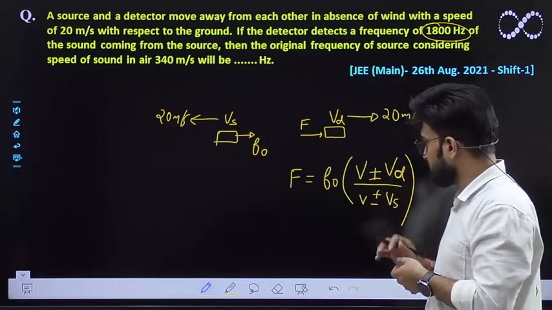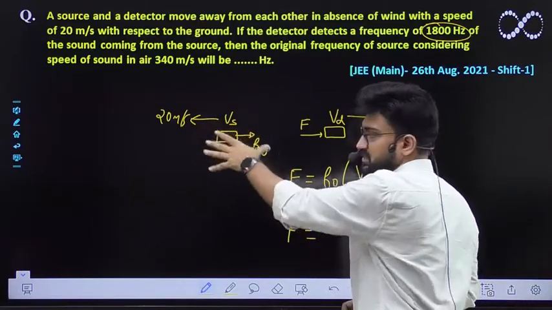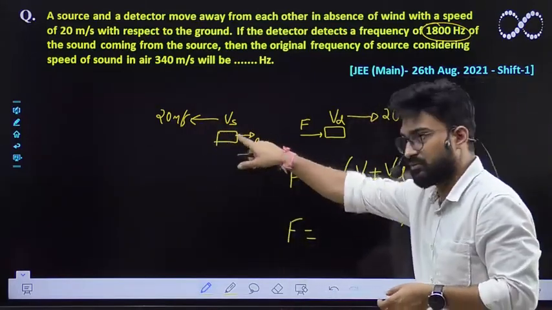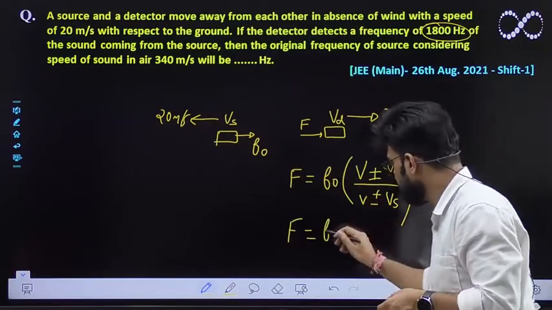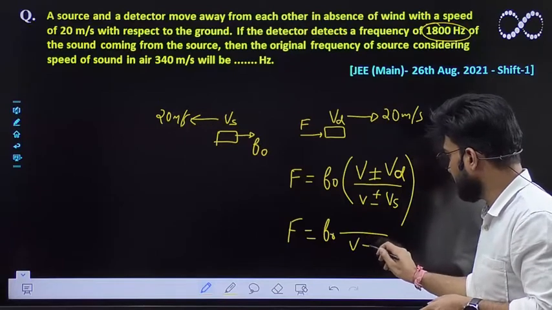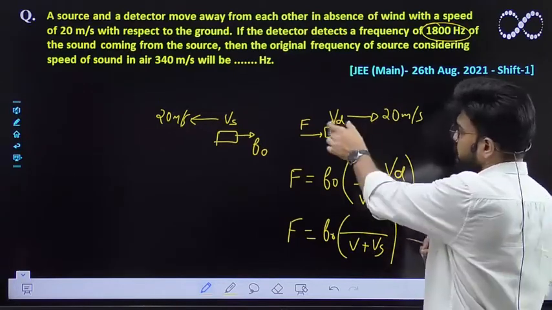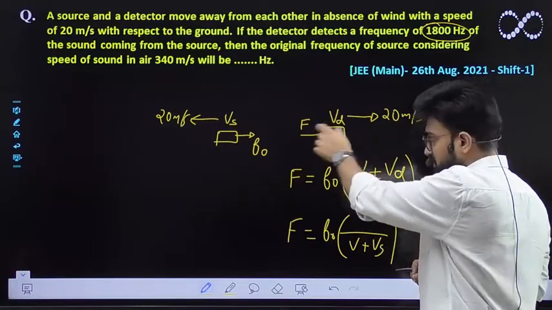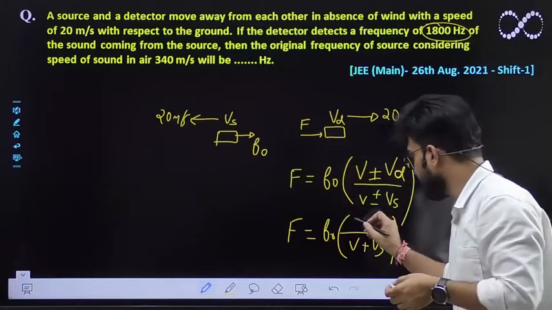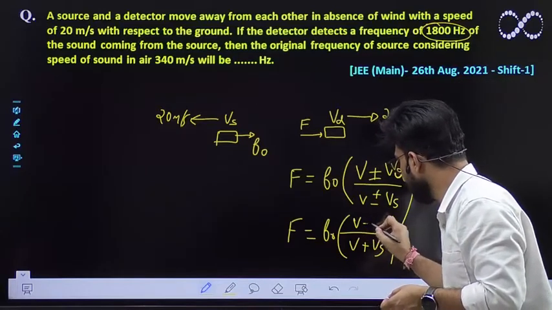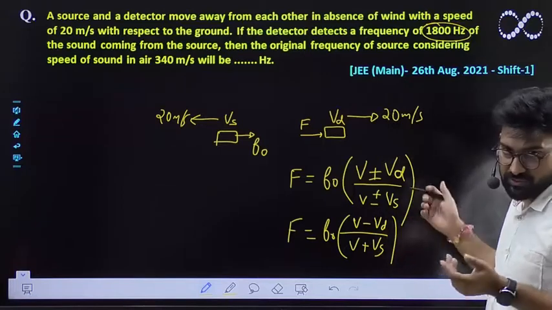In this expression we will put the values. If they are moving away from each other, because the source is at the denominator, not at the numerator, it would be f0 over (v plus velocity of source). What about the detector? The detector is also moving in this direction, and the sound is also coming in this direction only, so the relative speed between them must be equal to v minus vd. Now the rest is clear, we just have to put in the values.